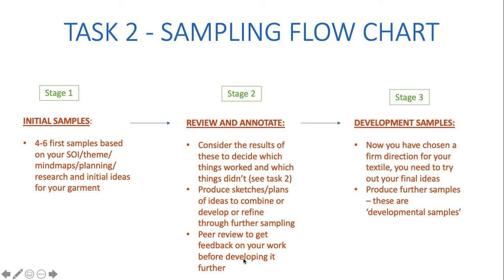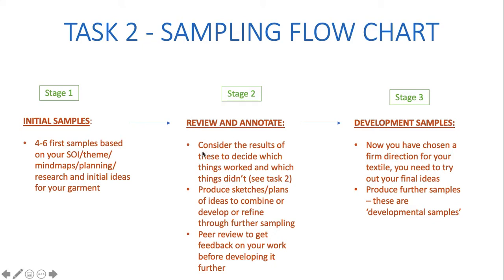Some of you might not have done the peer review, but apart from that, you should know what direction you're going in. So stage 3 is what we're going to be doing now at home, hopefully. And that's developing our final firm direction. It's about putting together our samples, putting into place the ideas that we've thought about. And so it's a second set of samples that we need to be doing.